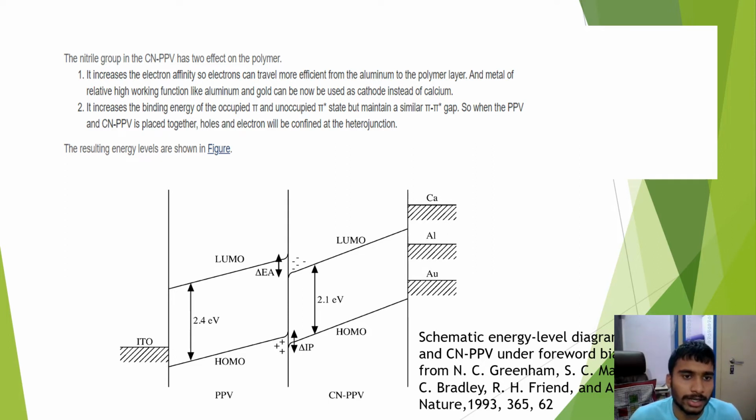It increases the binding energy of the occupied pi and unoccupied pi star states but maintains a similar pi to pi star gap. So when the PPV and CN-PPV are placed together, holes and electrons will be confined at the heterojunction. The resulting energy levels are shown in the figure. This is the figure.